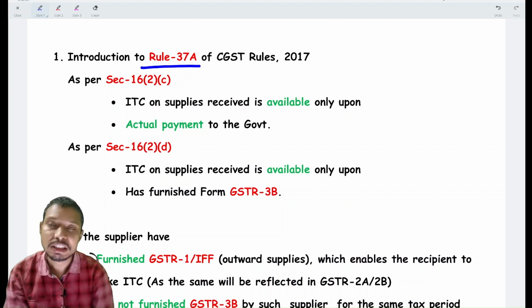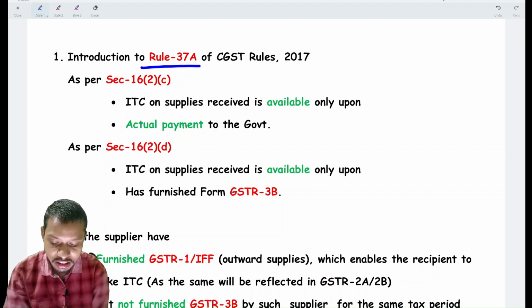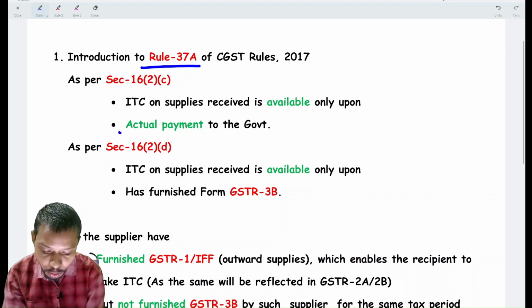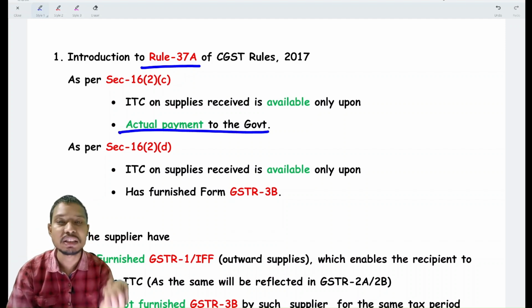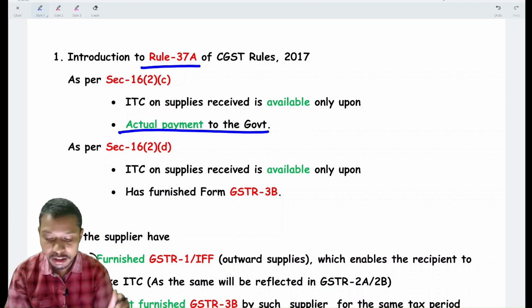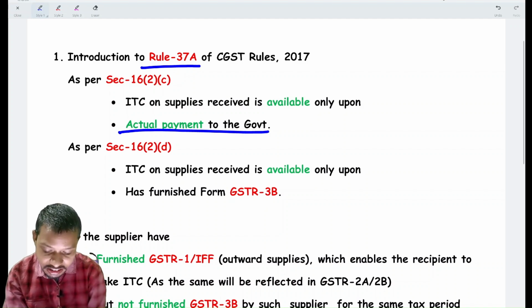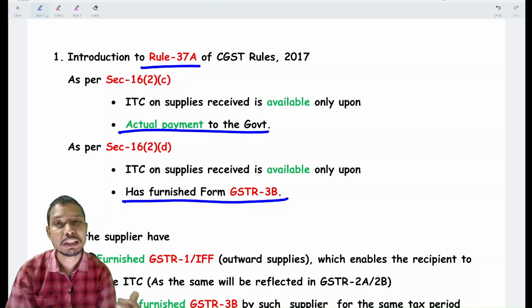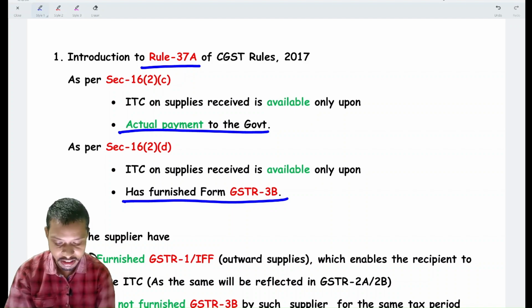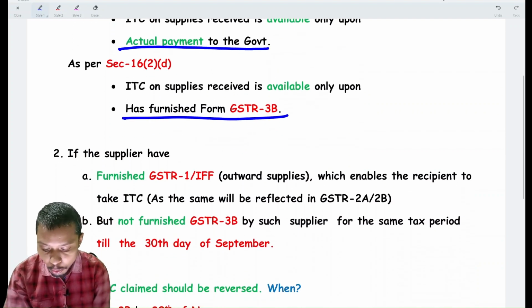The first condition is the supplier of goods or services has to make actual payment to the government. Whenever he supplies goods or services, he will be collecting the GST portion, right? So that GST portion should be paid to the government. The second condition is he has to furnish Form GSTR 3B. Once these two conditions are satisfied by the supplier of goods or services, then the recipient is eligible to take input tax credit. Now, let's discuss Rule 37A.